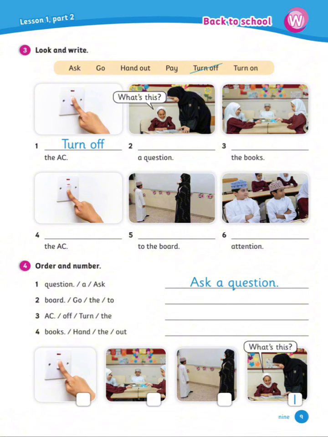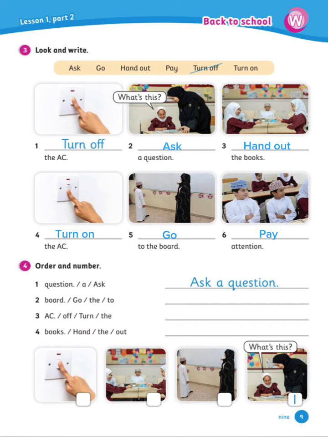Lesson 1, Part 2. Exercise number 3. Look and write. Let's look at these pictures and complete these sentences using the words in the box above. Number 1 is done for you. Turn off the AC. Number 2. Ask a question. Number 3. Hand out the books. Number 4. Turn on the AC. Number 5. Go to the board. Number 6. Pay attention.